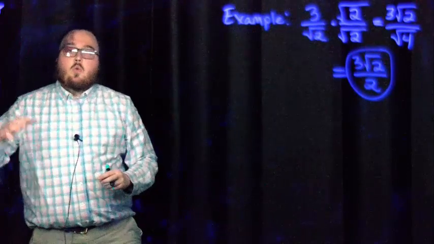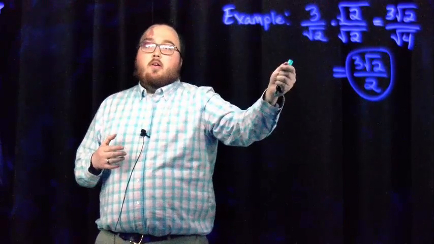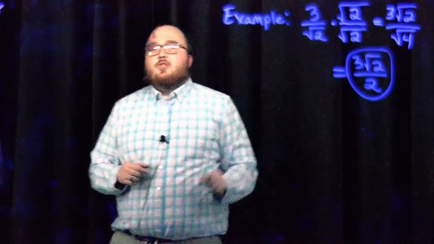So now on top, I have 3 times the square root of 2. Down here, square root of 2 times the square root of 2. 2 times 2, I get 4. So this is the square root of 4. And we all know that the square root of 4 is 2. So now I can rewrite this as 3 square roots of 2 over 2. So what I did was I wanted to make what's inside of the square root down here a square. So I can do 2 times 2 to make it a square. Take the square root of it, and we get 2.